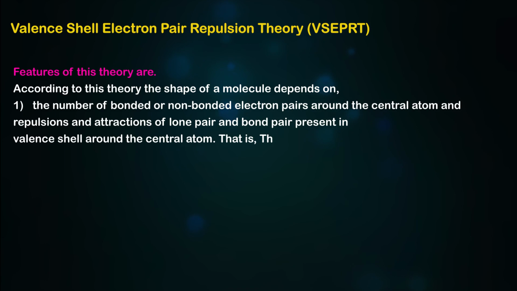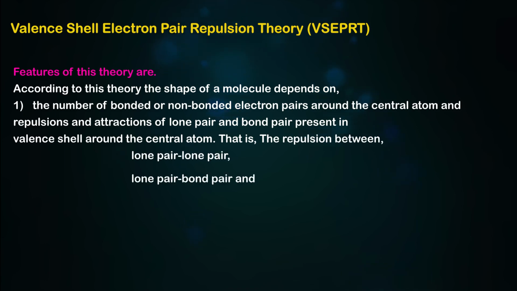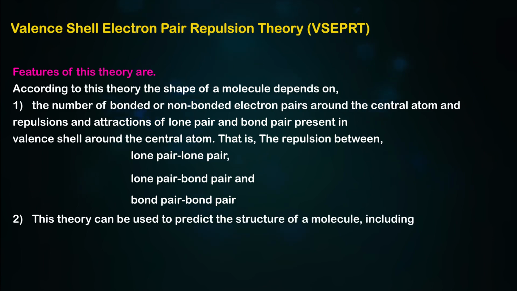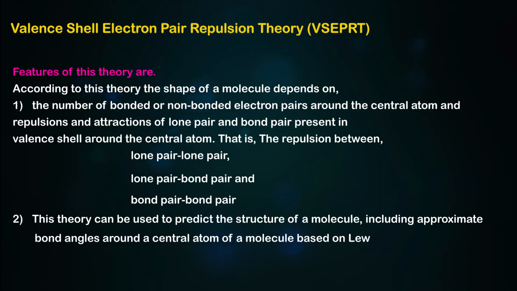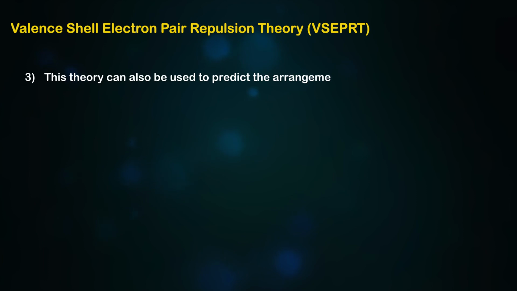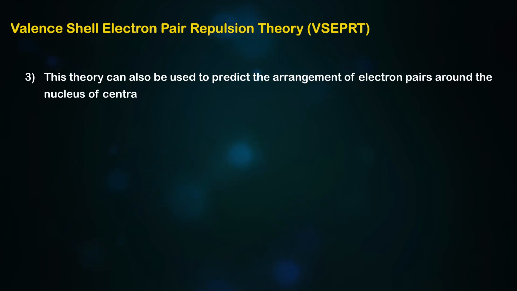That is, the repulsion between lone pair and lone pair, lone pair and bond pair, and bond pair and bond pair. This theory can be used to predict the structure of a molecule, including approximate bond angles around the central atom of a molecule, based on Lewis structure. This theory can also be used to predict the arrangement of electron pairs around the nucleus of the central atom.